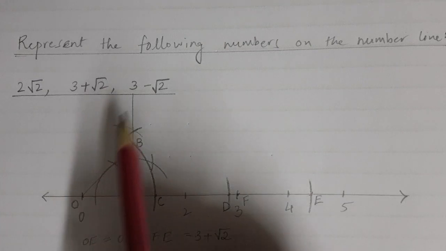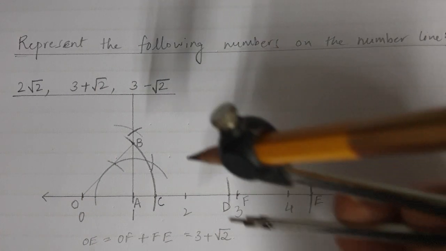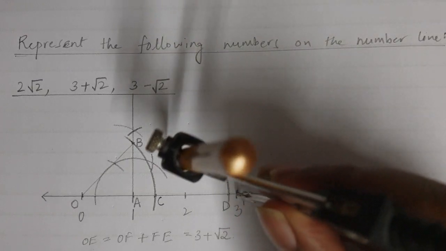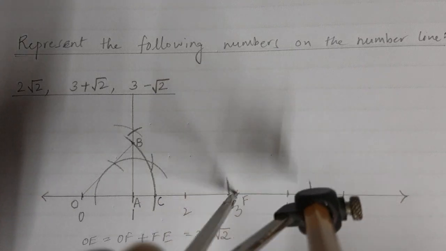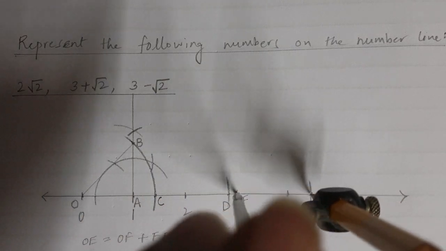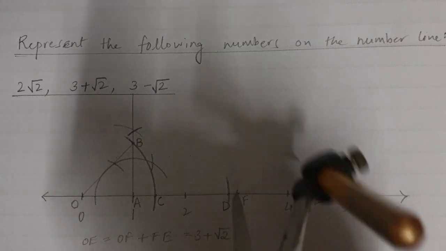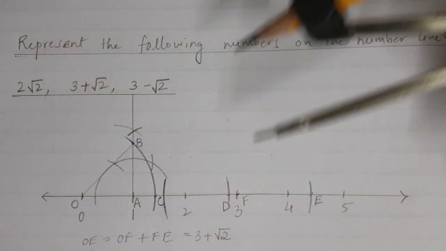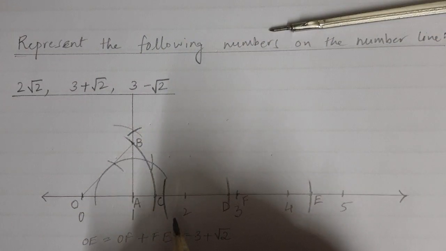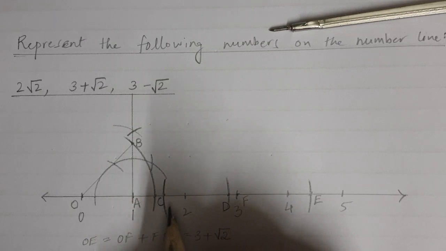Now, how do I construct 3 minus root 2? I can again position my compass wherever we have point 3. This is point F. And the radius is already root 2 units. Now, instead of constructing the arc on the right side, I will construct an arc on the left side of the number line. So this arc cuts the number line over here. Let's say this point is point G.